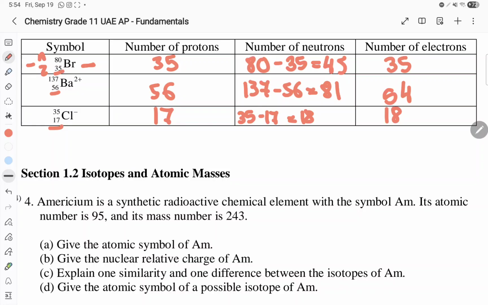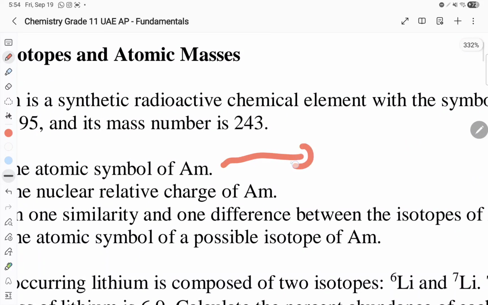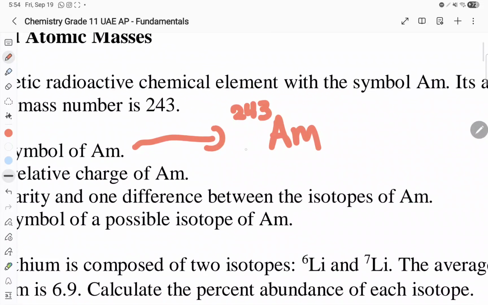Now, americium, or however it's pronounced, is a synthetic radioactive chemical element with the symbol Am. Its atomic number is 95 and its mass number is 243. Draw the atomic symbol, so it's just Am with, to the left of it, 243, and down here it is 95.